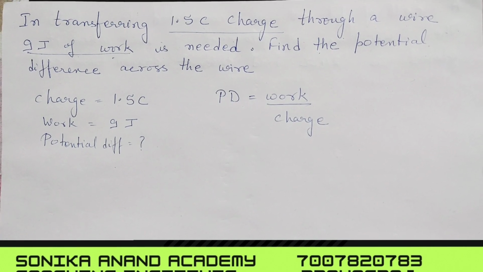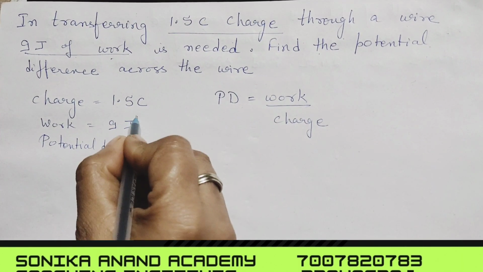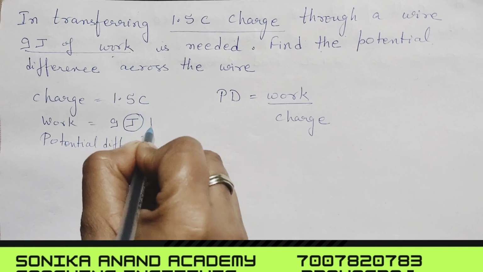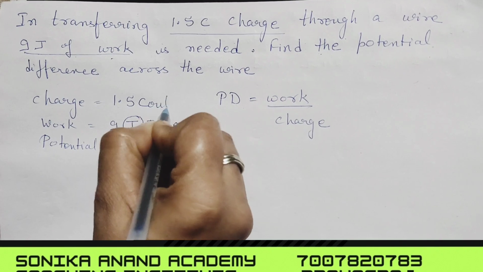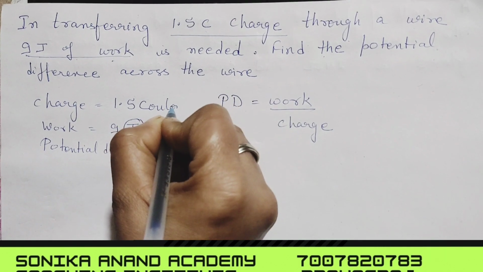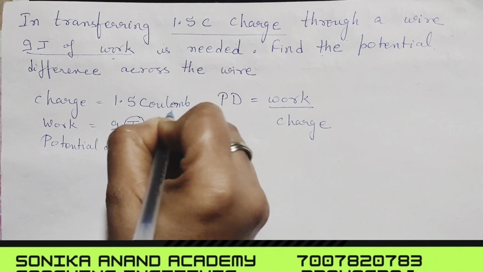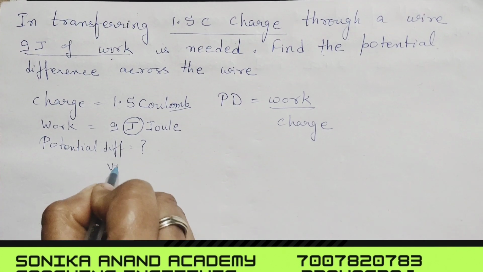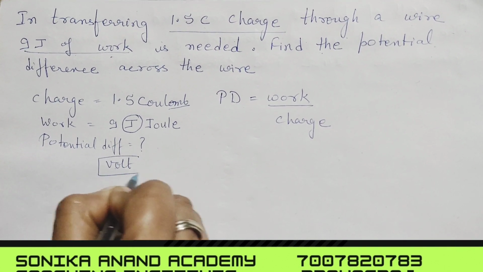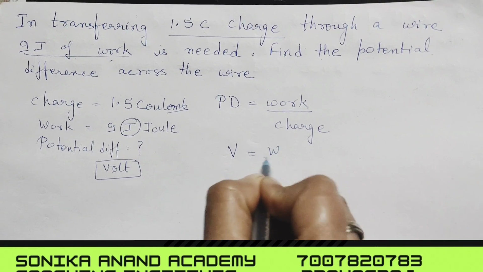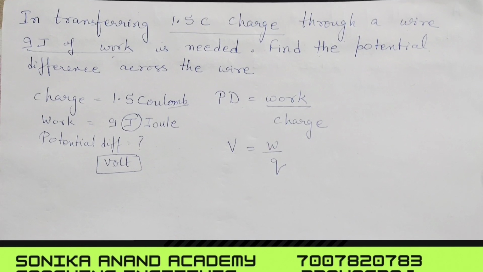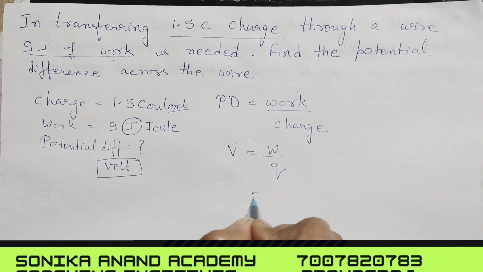One more thing I also want to tell you over here. The unit of work is joule, the unit of charge is coulomb, and the unit of potential difference is volt. Potential difference can also be written as V equals W by Q. This is the format. Now we substitute different values.